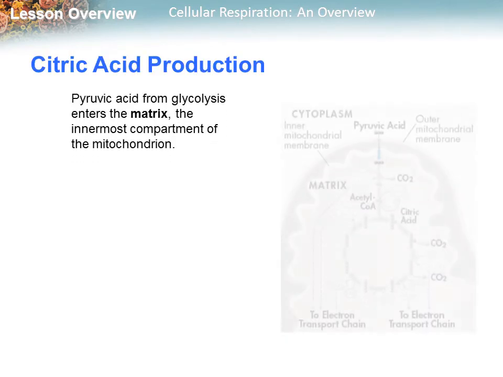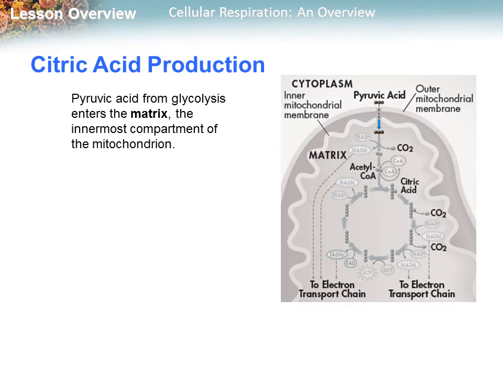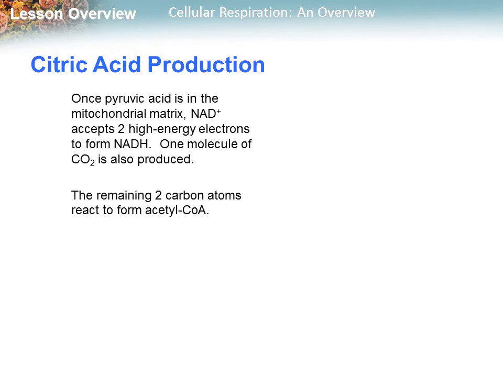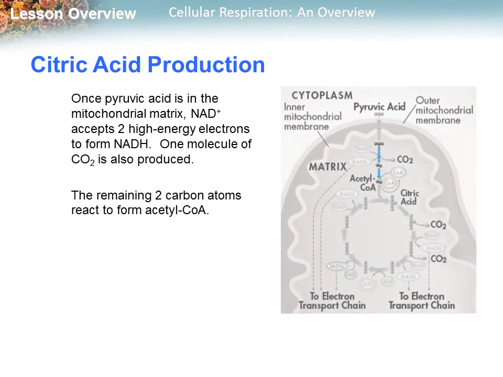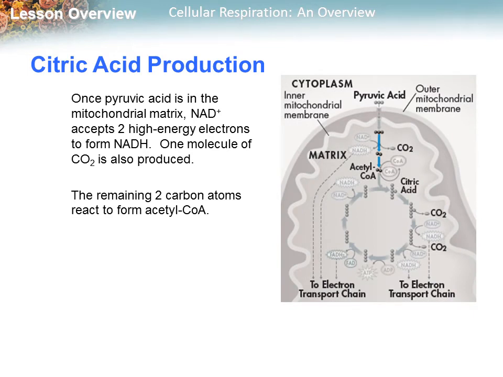Now let's see the citric acid production. So pyruvic acid from glycolysis enters the matrix of the innermost compartment of the mitochondrion, and once pyruvic acid is in the mitochondrial matrix, the NAD accepts two high energy electrons to form NADH, and one molecule of carbon dioxide is also produced.